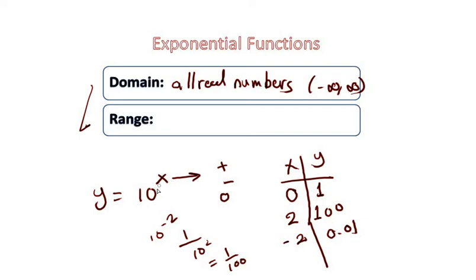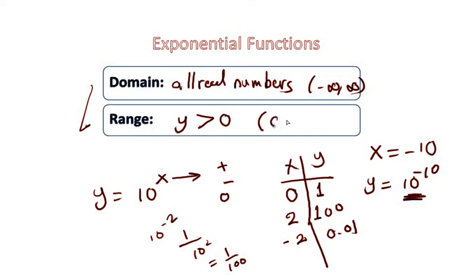As x gets smaller, y gets smaller as well, but it won't be 0, whatever the value of x is. For example, let x be negative 10. y will be 10 to the negative 10, which is close to 0 but not 0. So as x gets infinitely small, y approaches 0, but it won't be 0. So the domain is all real numbers, but the range is greater than 0, or from 0 to infinity.